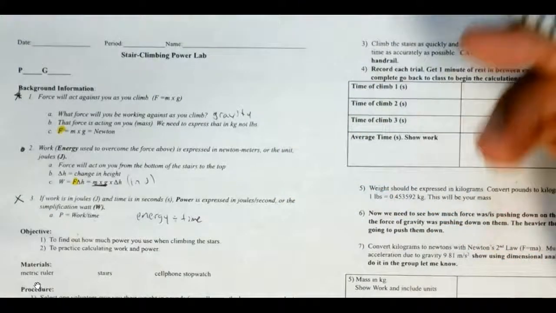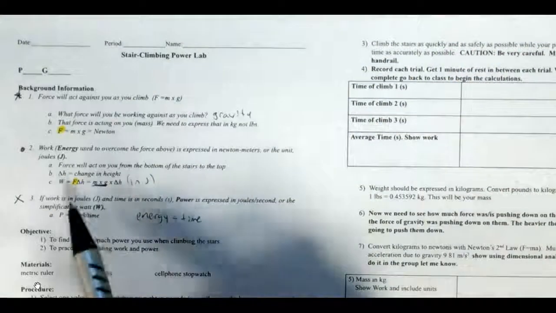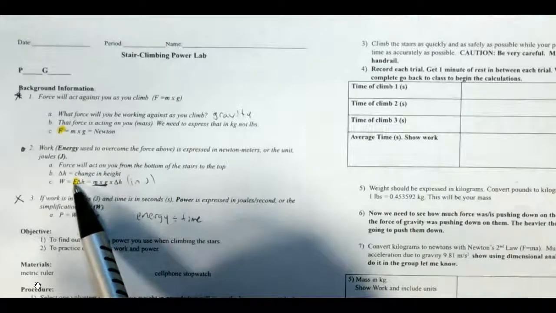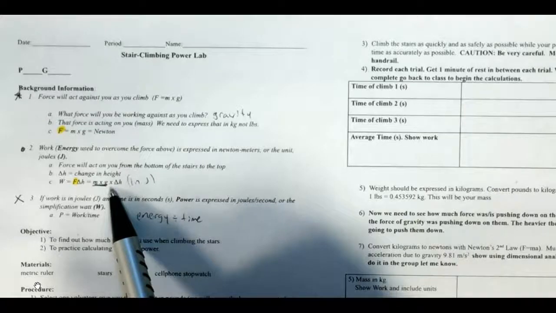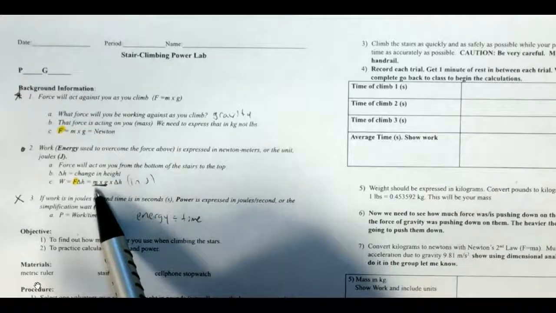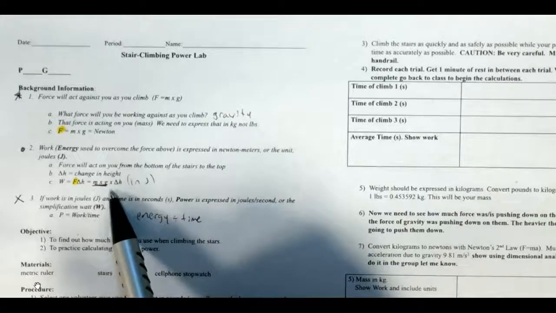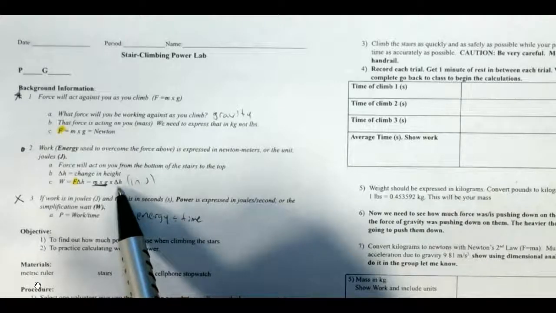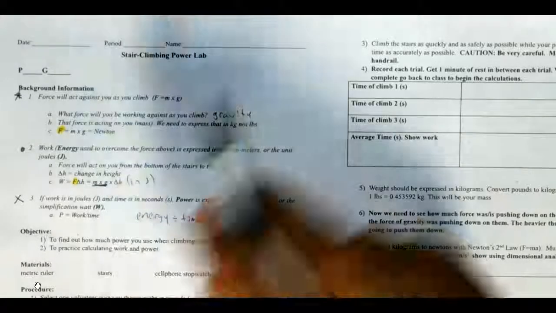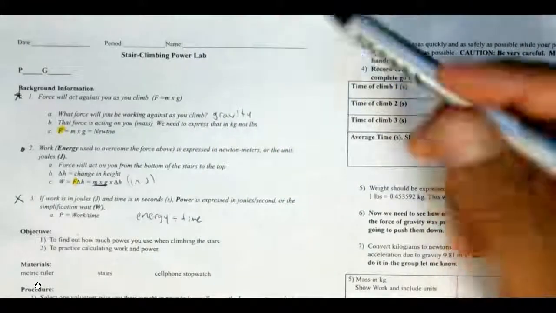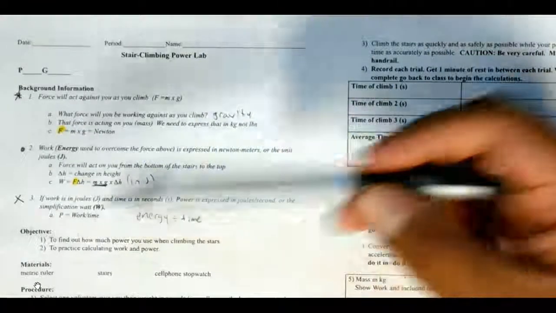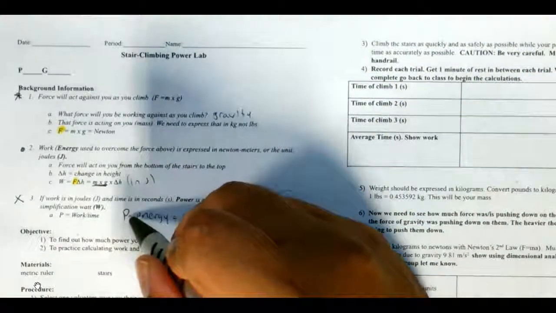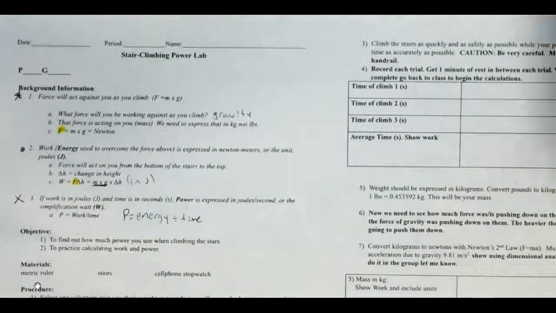So there's a couple things we're going to need to know. Okay, how much force did you put in? And that's really just mass multiplied by the force of gravity. So how much force of gravity is acting on your mass times the change in height. So from where you started at 0 to where you ended up at the top of the staircase. Later on, you're going to calculate for power, which is work divided by time, or power is equal to energy divided by time. Basically the same thing.